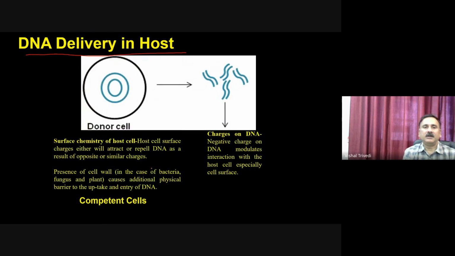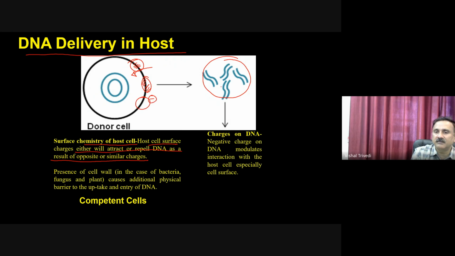So when you talk about the DNA delivery, you have to work on two things. See, you have to insert this inside this, right? And if you want to insert this inside this, you have to talk about the chemistry of this plasma membrane, the chemistry of this barrier, right? Because if you overcome the barrier, the DNA will enter, right? So basically the surface chemistry of the host cells will either attract or repel the DNA as a result of opposite or similar charges. So imagine that if the plasma membrane is negatively charged, it is going to repel the DNA. If it is positively charged, it is going to attract the DNA, right?